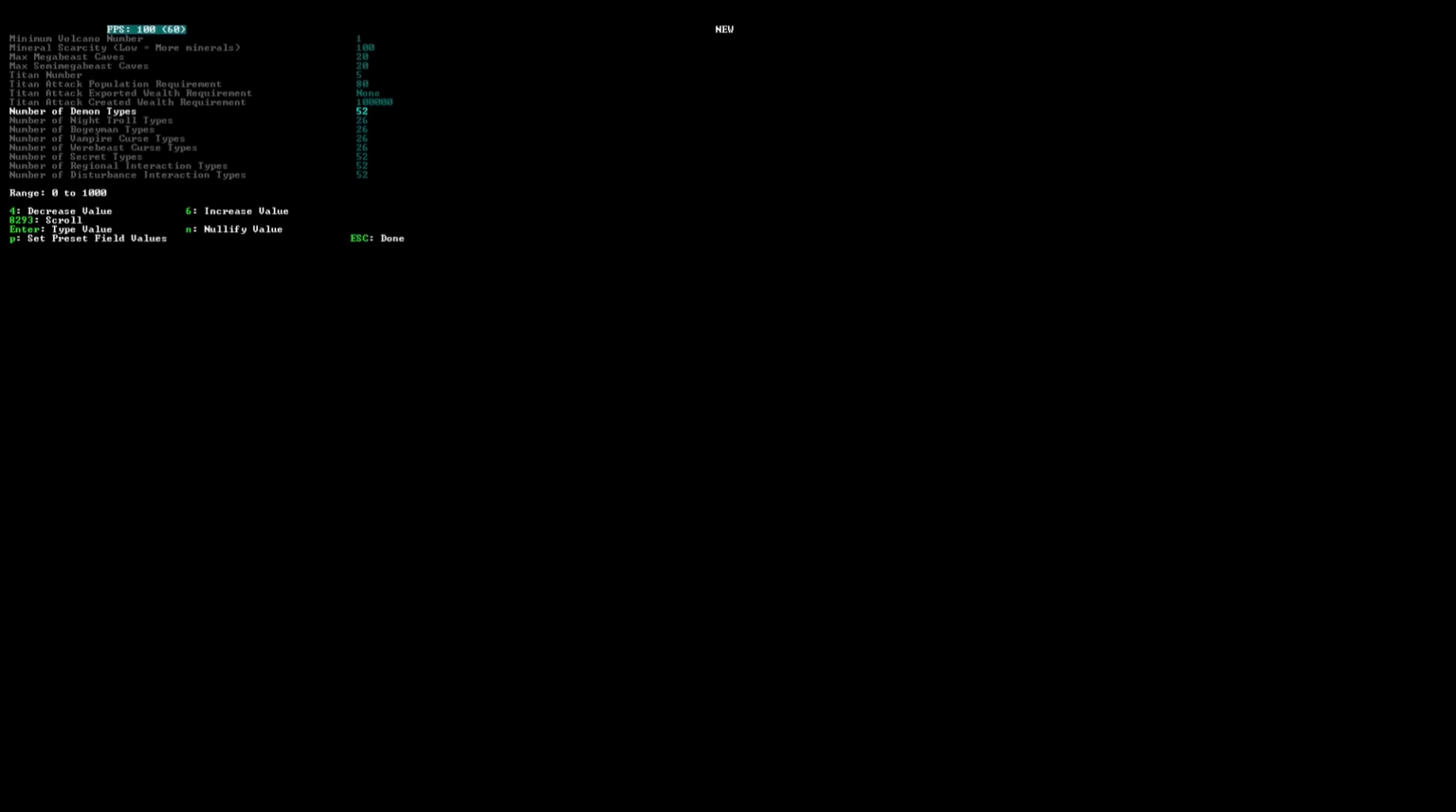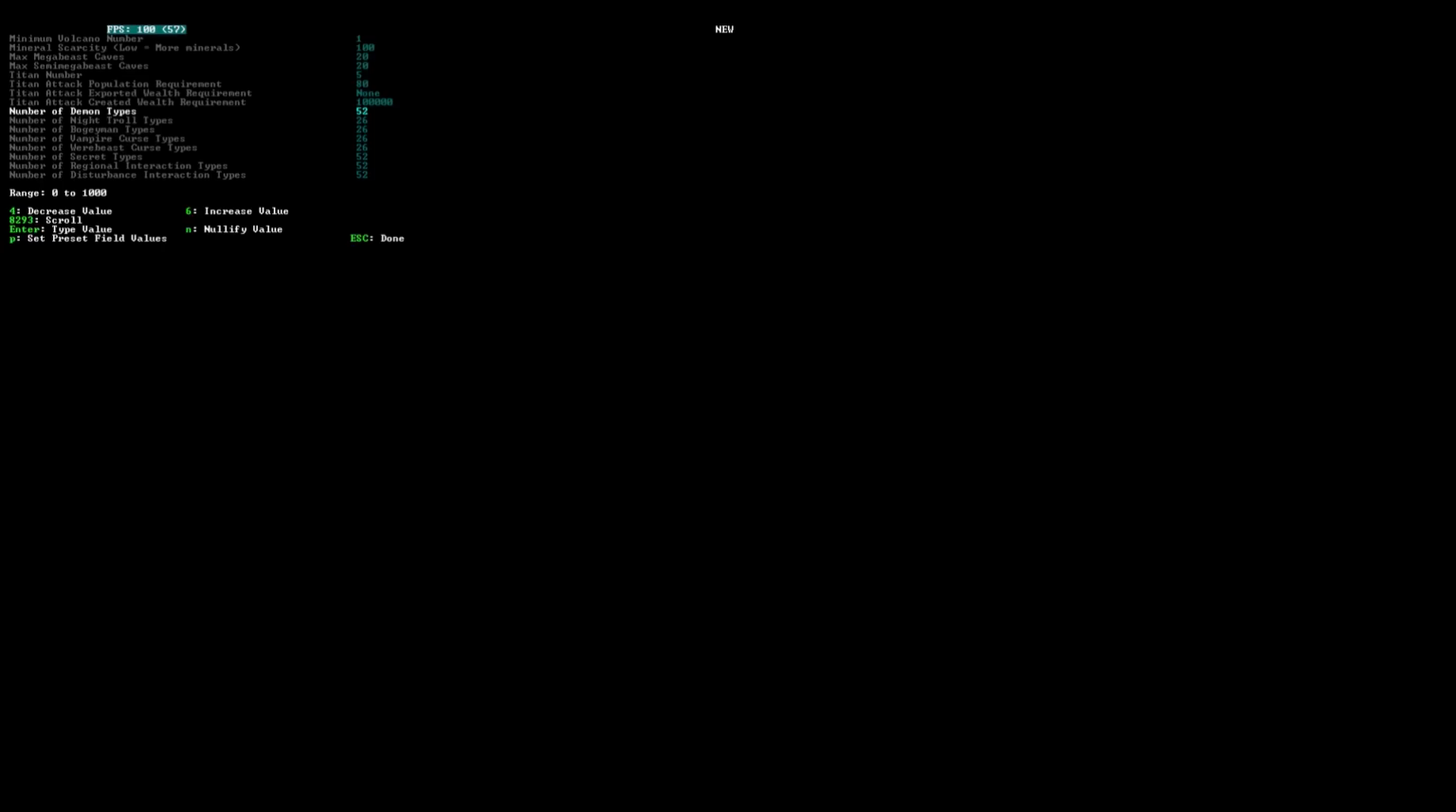The number of demon types. Right now it's set to 52. Alright, and demons are similar to Titans and Forgotten Beasts in that they are procedurally generated, but unlike Titans, they are not unique. Thus, many types of demons will exist in the world, and there are many different members of each type.